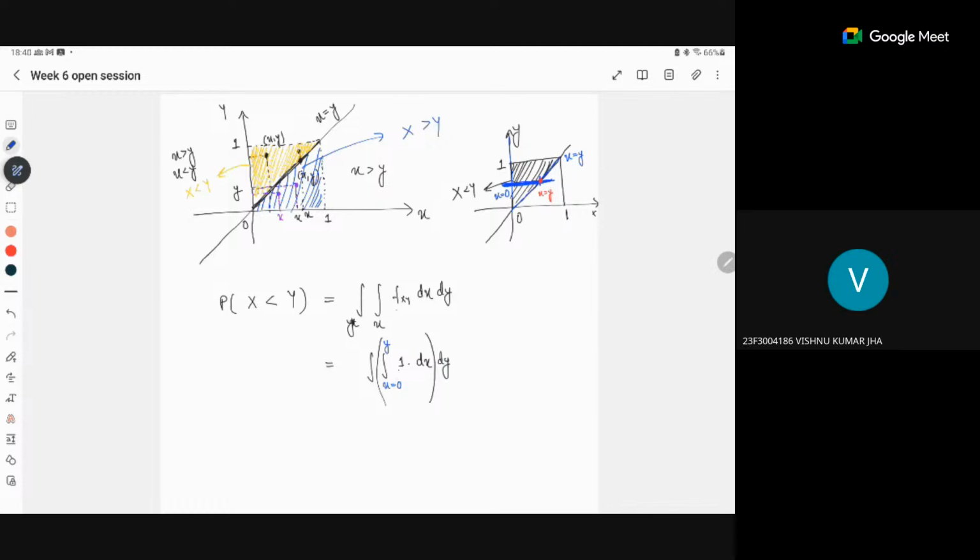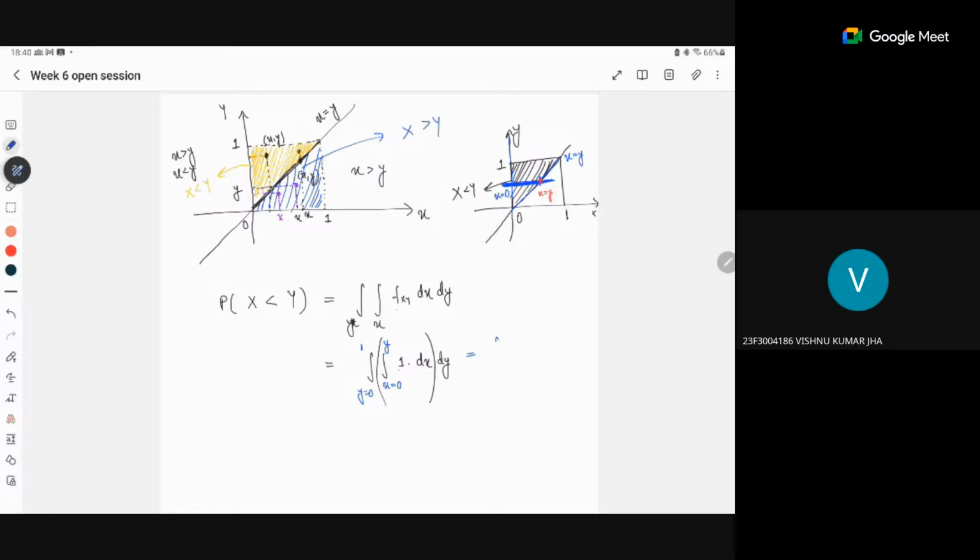And now I will look at y. How is y varying? Y is varying from 0 to 1. Since I have fixed my x to vary from 0 to y, I can now just take the limit for y from 0 to 1.